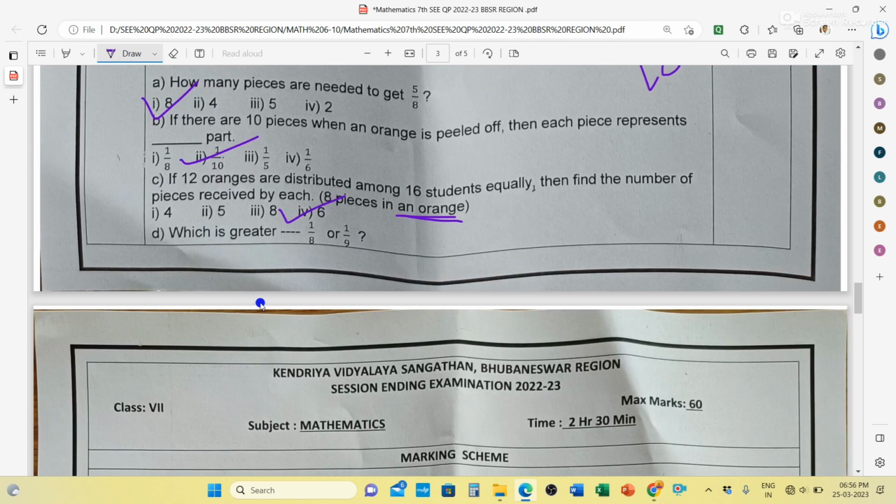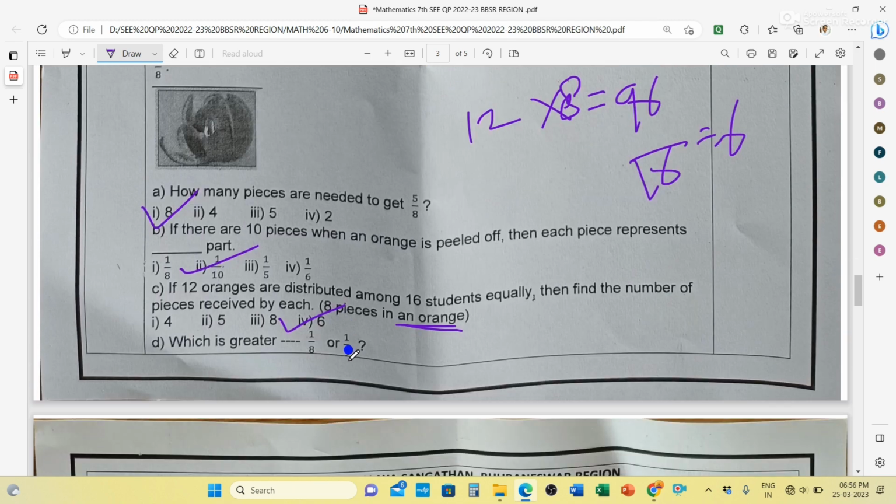Which is greater, 1 by 8 or 1 by 9? When we compare two fractions, if the numerators are the same, then the fraction which has the greater denominator will be the smaller one. If the numerator is the same, the one with the bigger denominator will be smaller and the one with the smaller denominator will be bigger. Okay, here the numerator is the same, 1 and 1. So the fraction which has the smaller denominator will be the greater one.